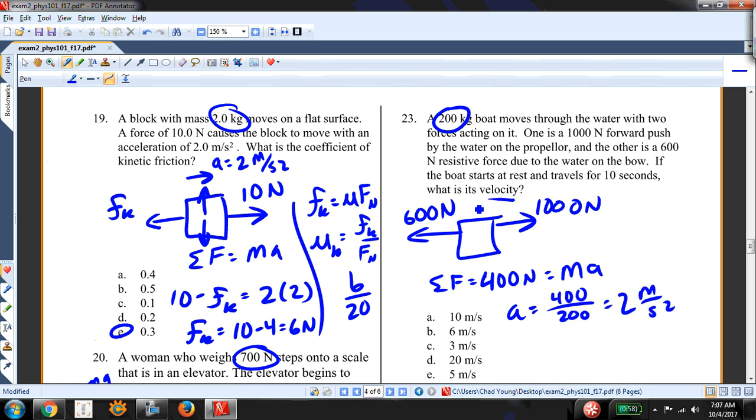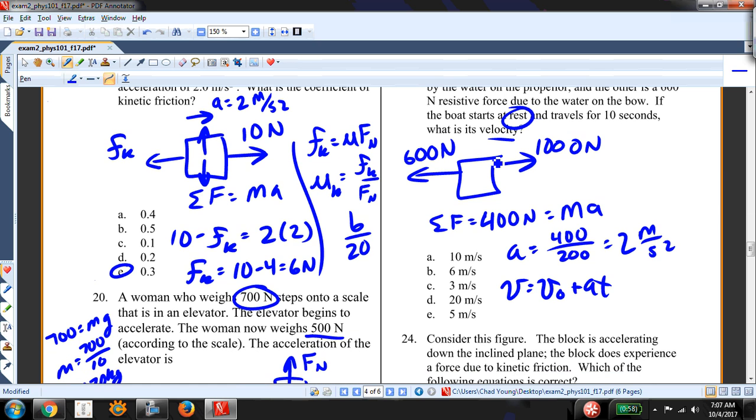In 10 seconds, what is its velocity? Well, v is equal to v naught plus at. v naught is 0 because it's at rest, so it's going to be 2 times, what's my time? 10 seconds, 20 meters per second. So the boat is now traveling at 20 meters per second.